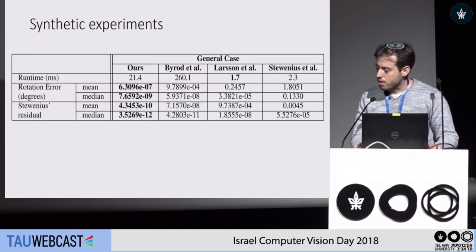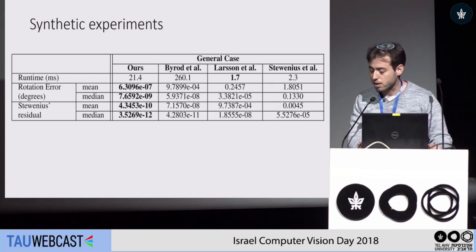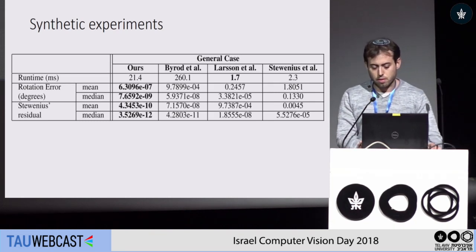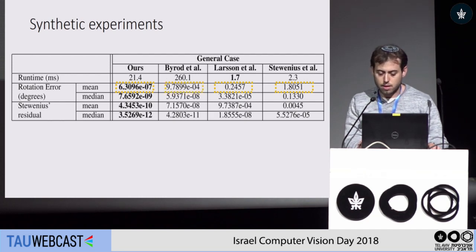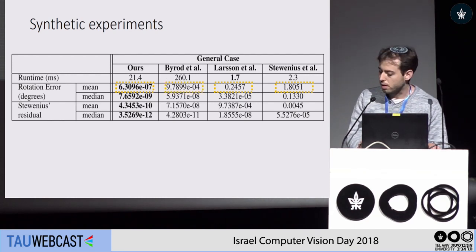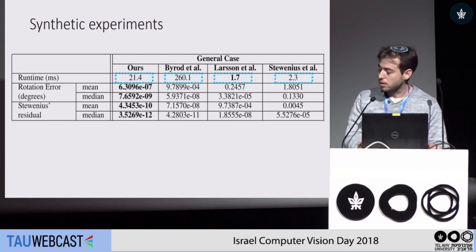We compared our method to the previous methods by using synthetic experiments and solving the camera parameters from 2D points. As you can see, our method is much more accurate than the methods of Larson et al. and Stevenius et al., and still more accurate than the method of Pirot et al. However, our method is slower than the method of Larson et al. and Stevenius et al., but is much faster than the method of Pirot et al.